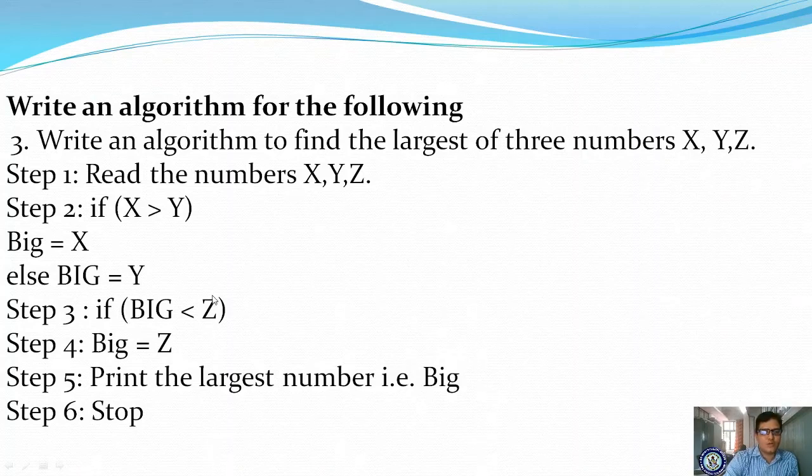For example, if I want to execute this, I am taking 30, 10, 20. 30 greater than 10, true, so big becomes x. Once again, here comes 30 less than 20, false, so it will skip step 4. Directly it will come to step 5 and execute. When this condition is satisfied only, it will move to step 4. Got it? Clear?